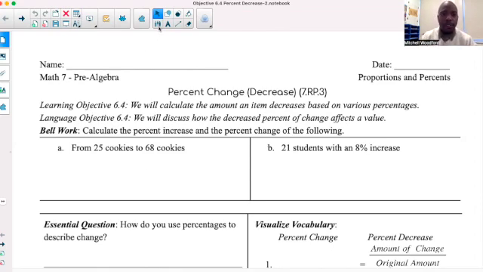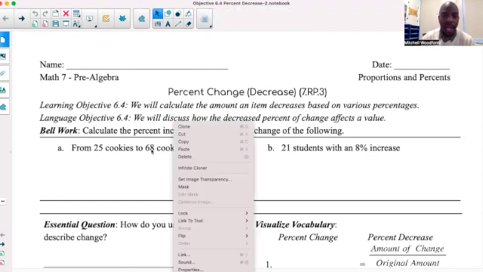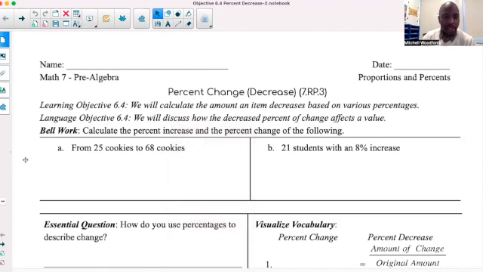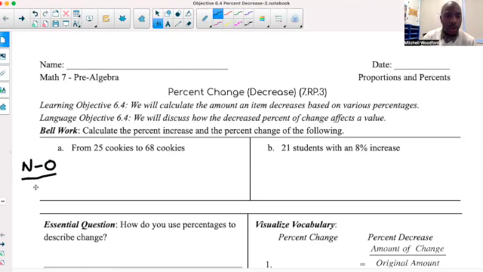So first of all, if it's going from 25 cookies to 68 cookies, I know there's a percent increase. The formula here, once again, to find this would be N minus O all over O. N standing for new, minus O, original, all over original. If you want to write down N is new, O is original, sure, go for it.